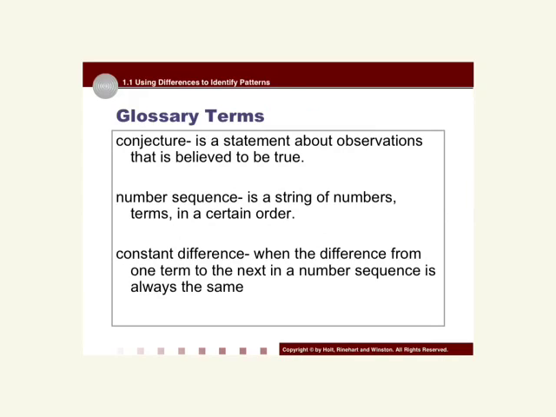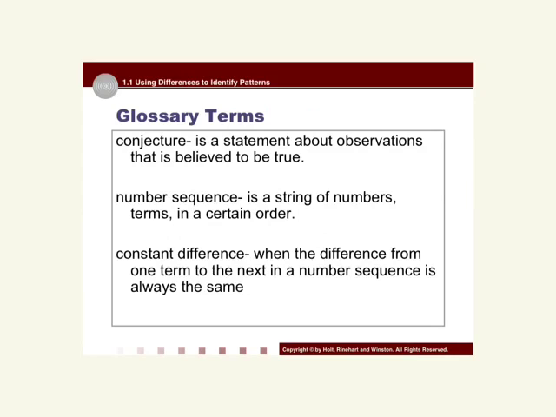The first definition is a conjecture. A conjecture is a statement about observations that is believed to be true. For instance, most of you guys, when you came into my classroom, you probably looked at me and said, man, that guy must lift a lot of weights because you saw my rather large biceps. Once again, that statement from you was a conjecture because it's a statement you made that you believe to be true, even though you haven't seen me actually lift weights. So a conjecture is a statement about observations that is believed to be true.